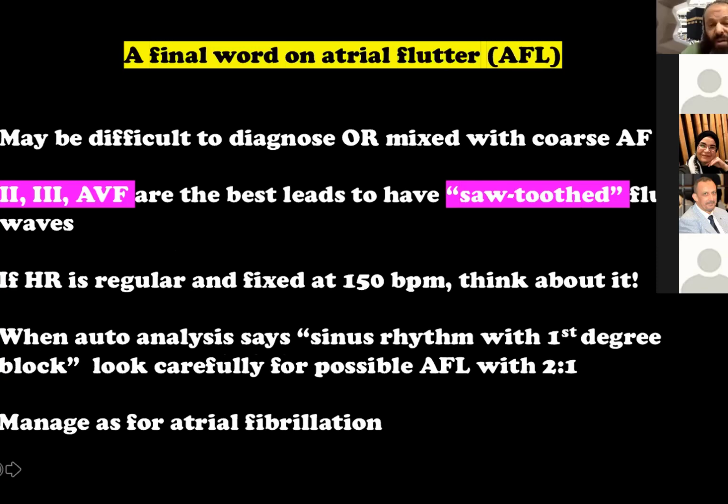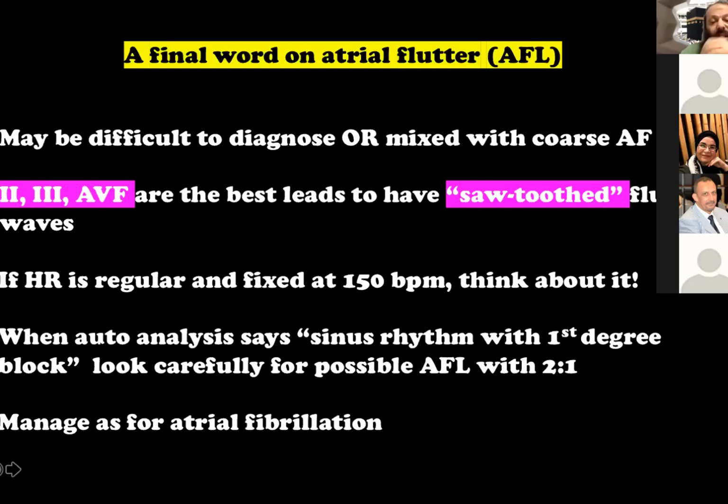If the heart rate is regular and fixed at 150, please think about atrial flutter. So if the nurse calls you that the patient suddenly developed a rate of 150, and you can't see a P wave, and the rate is fixed at 150, please think about atrial flutter, ask for a 12 lead ECG, and read it carefully, because this is one of the common rates representing atrial flutter, which is regular.